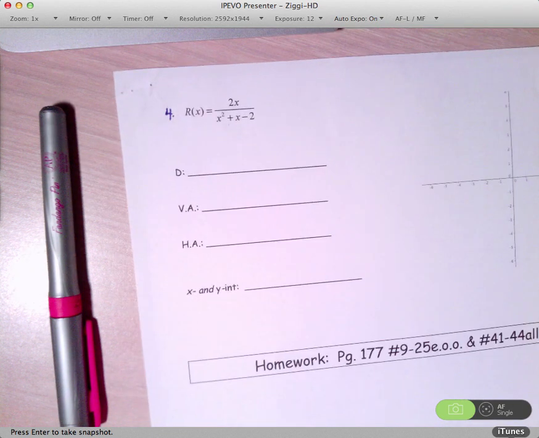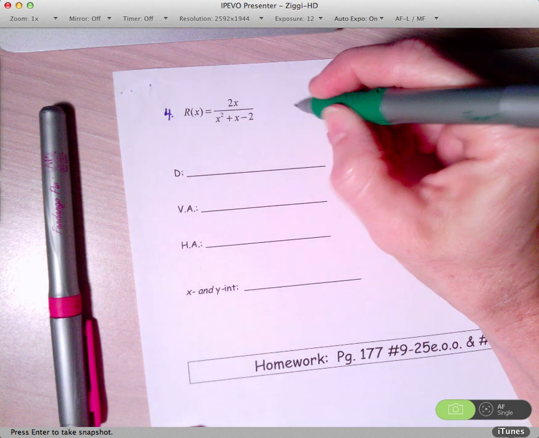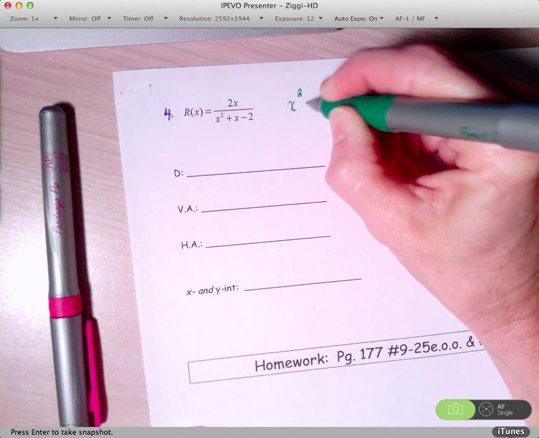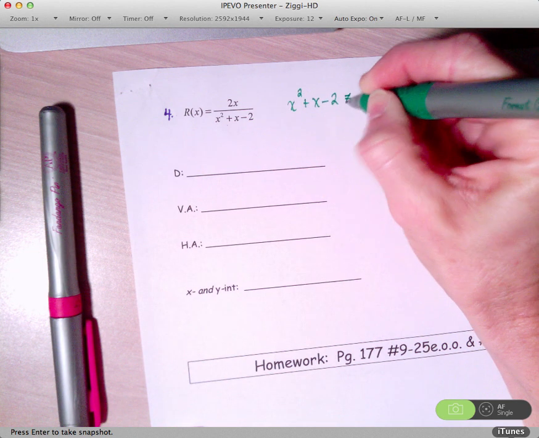And we've got one last example here. Again, you start with the domain, which means you look at the denominator. x squared plus x minus 2 cannot equal 0.